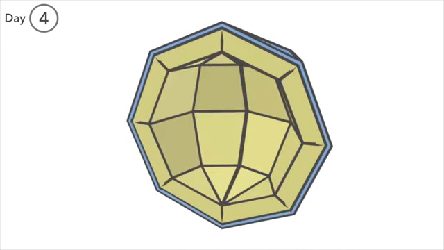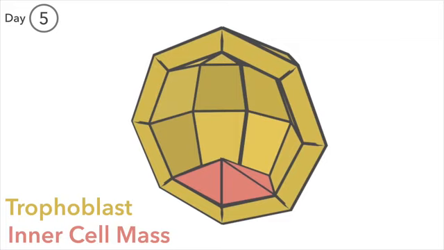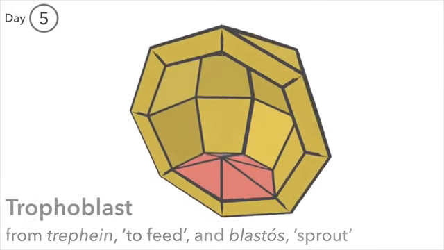Day 5. The blastocyst has shed its outer shell. Cells have separated into 2 distinct areas: the trophoblast, which develops into the placenta and will feed the embryo, and the inner cell mass, which develops into the embryo proper. Trophoblast comes from trophein, meaning to feed, because the trophoblast becomes a placenta which feeds the developing embryo.